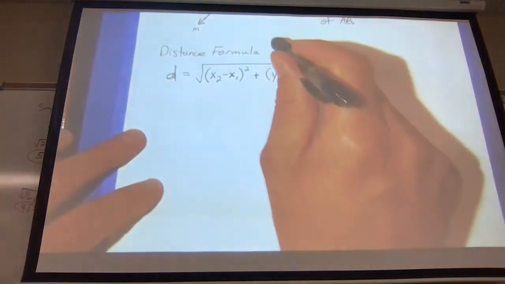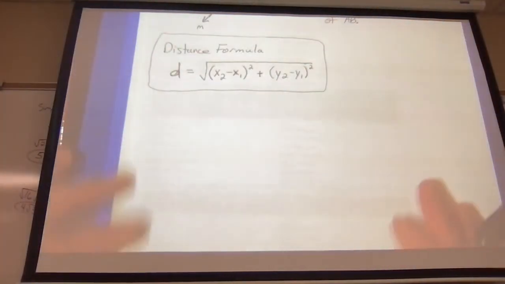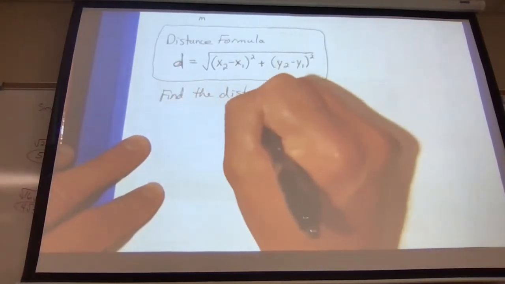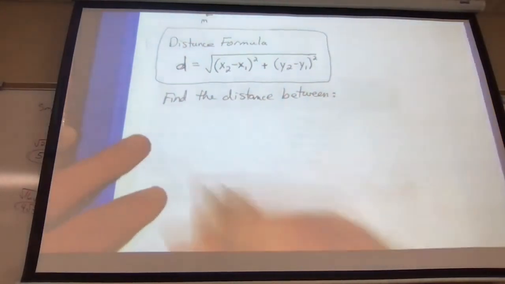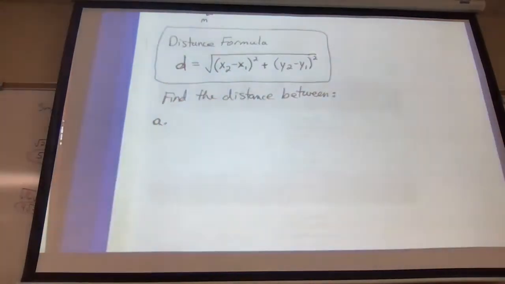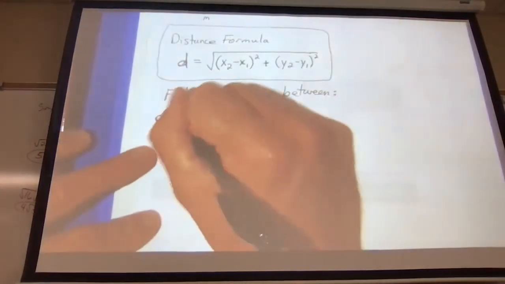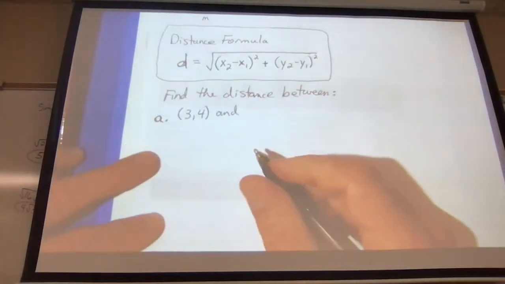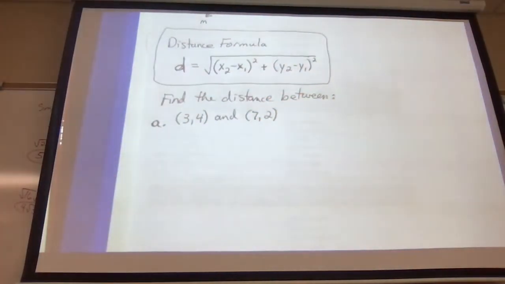So what I'm going to do is just keep this formula, kind of put a little box around this formula. So we're going to come back to that as we do this. And then here's what your directions will tell you. It'll say something along the lines of find the distance between two points. We'll call our first one letter A. For this first example, we're going to find the distance between the points (3, 4) and (7, 2).